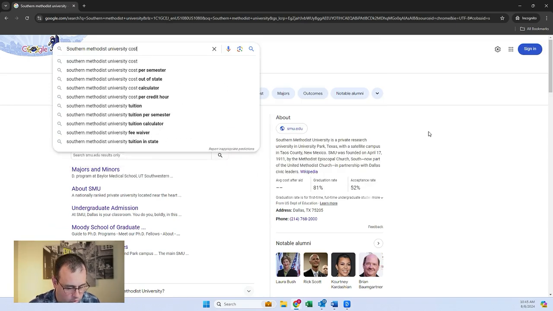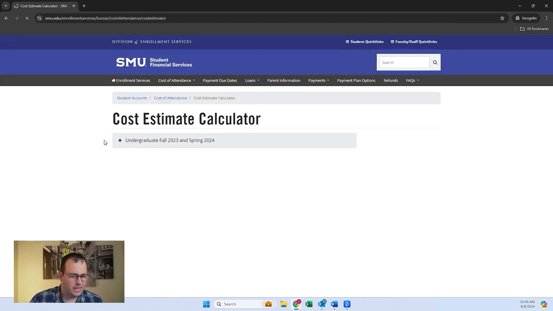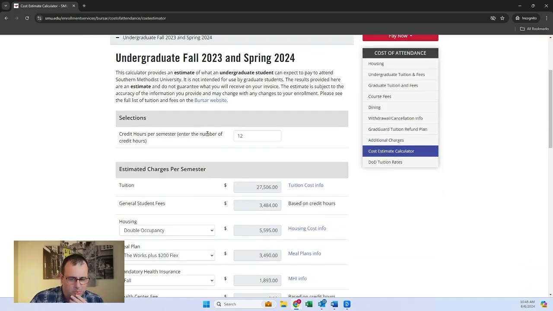Let's go for cost of attendance calculator. Okay, so here, when you throw in SMU cost of attendance calculator, you can see it's the second option. So we're going to click that. It gives you a couple different options. You can pick what semester you're talking about. Looks like they haven't updated it for the fall of 24 yet, which is strange because that semester starts here in a couple weeks. Well, let's go ahead and look at their undergraduate numbers.